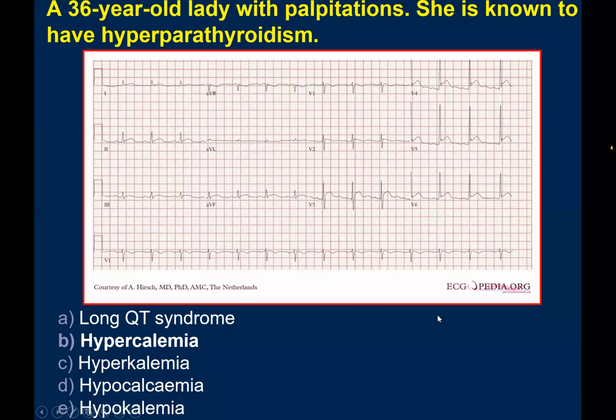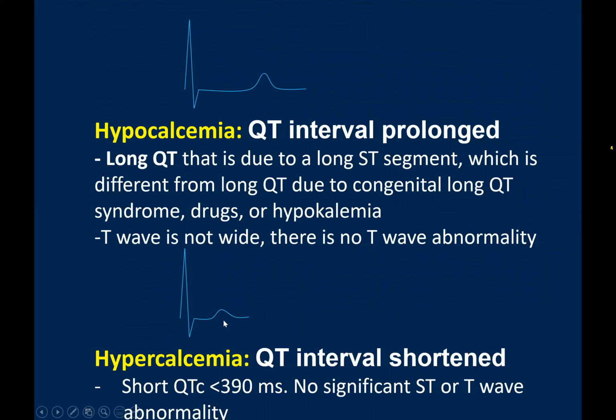It's less important, by the way, to know, but both hypocalcemia and hypercalcemia can cause ECG changes. In hypocalcemia, you have QT prolongation. Typically, the ST segment is flat like this, and then you have the T wave at the end. In hypercalcemia, the opposite, it causes shortening of the QT interval.